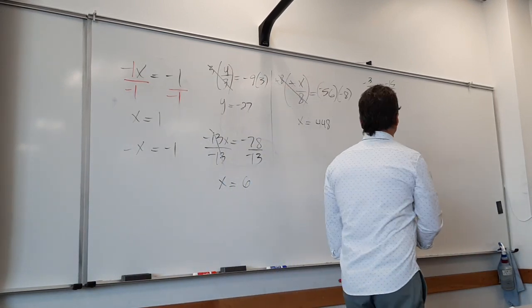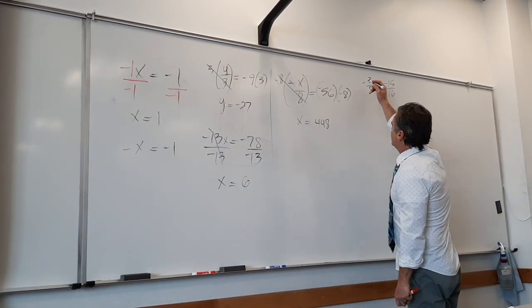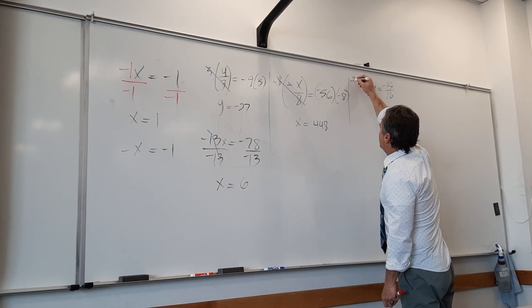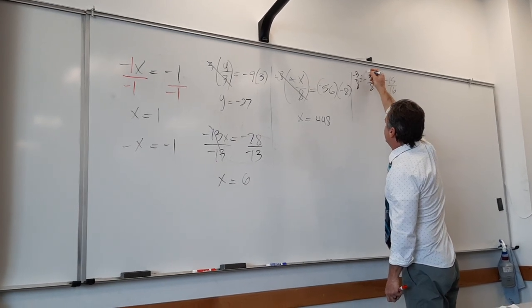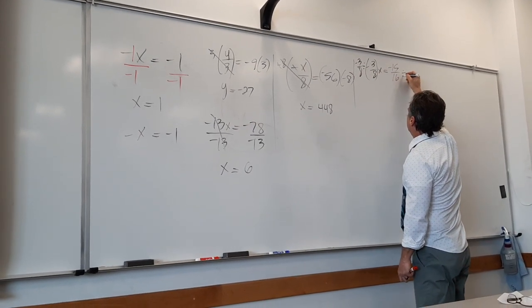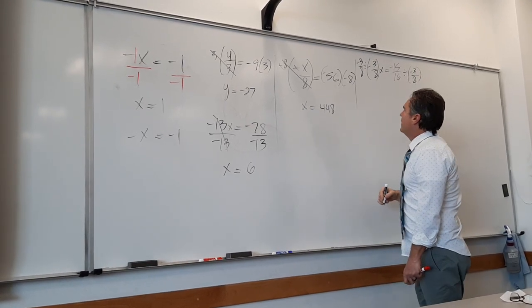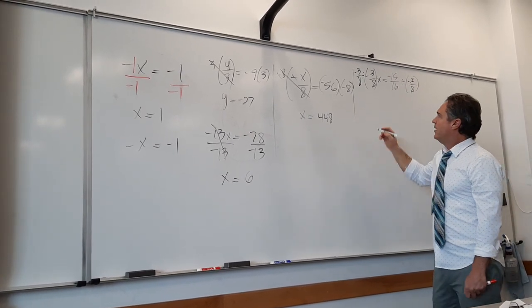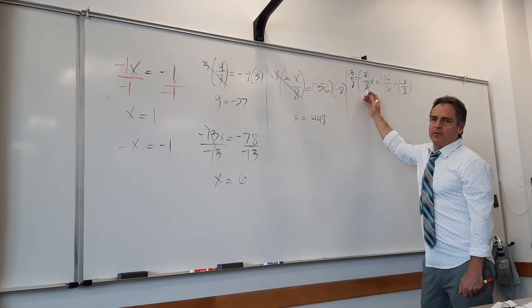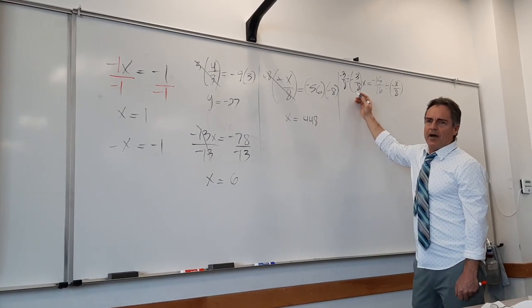Drop your pens and pencils and look up here. So if you look at this, you're going to take negative 3/8 and divide that by negative 3/8. And over here you're going to divide this by negative 3/8. Yeah? Because you're multiplying. Anything divided by itself equals what?